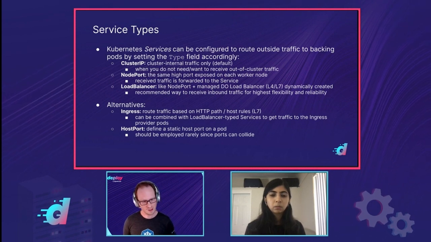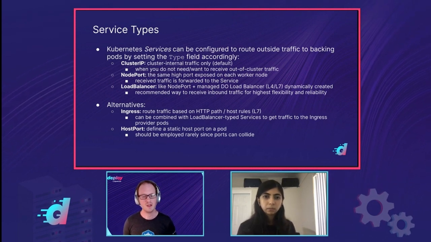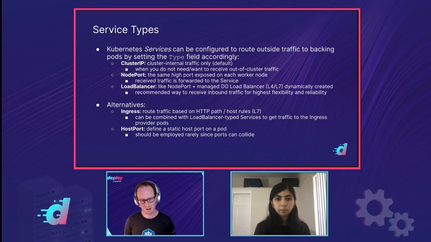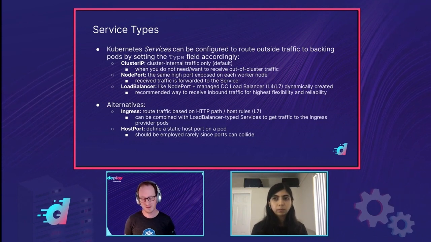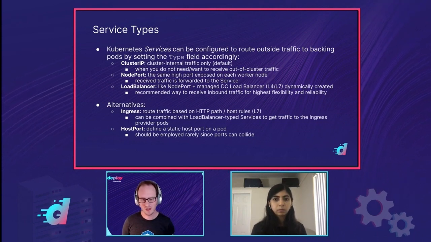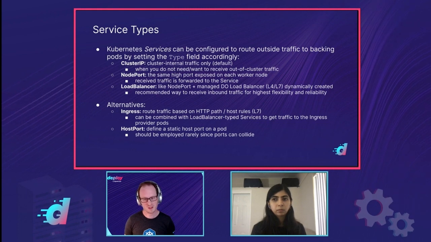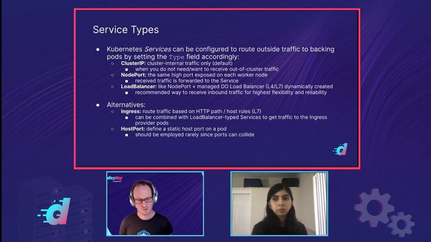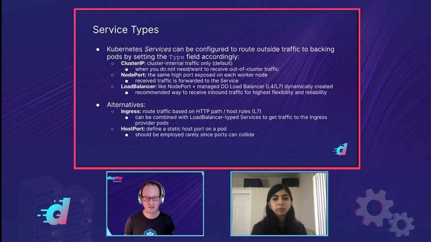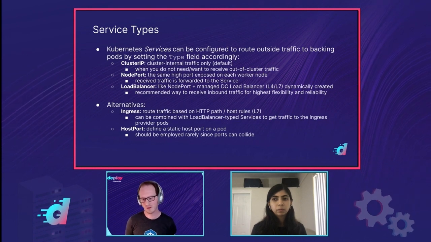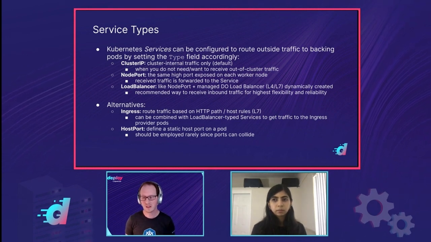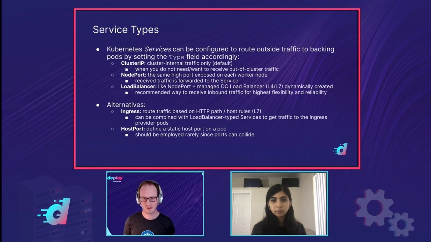To mention two other alternatives, one is to use Ingress, which is a way to route traffic into your cluster based on L7. That usually means HTTP, and you can use HTTP-based rules like path and host-based rules. And Ingress can conveniently be combined with load balancer type services to get traffic to the Ingress pods. We'll also talk about that later.